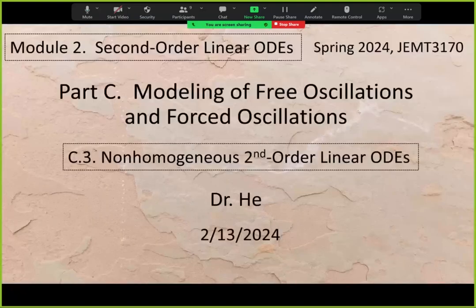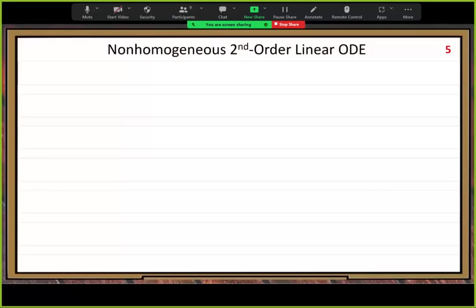C.3. Non-homogeneous second-order linear ODEs. Here we talk about the general idea. After that, we look at the solutions.